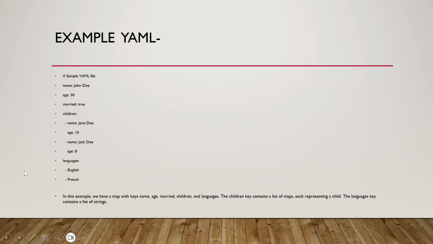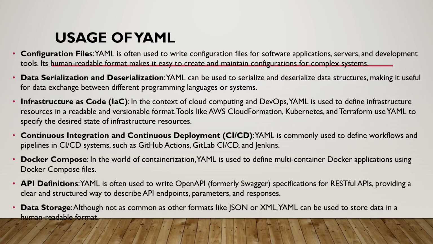Okay, so in this example we can see that we have a map with keys name, age, married, children and languages, and the children key contains a list of maps, each representing a child. The languages key contains a list of strings also. Okay, so the usage of YAML: basic configuration files, data serialization and description, infrastructure as code, like in DevOps, AWS CloudFormation, Kubernetes, Terraform, and also a multi-purpose language for application communication.